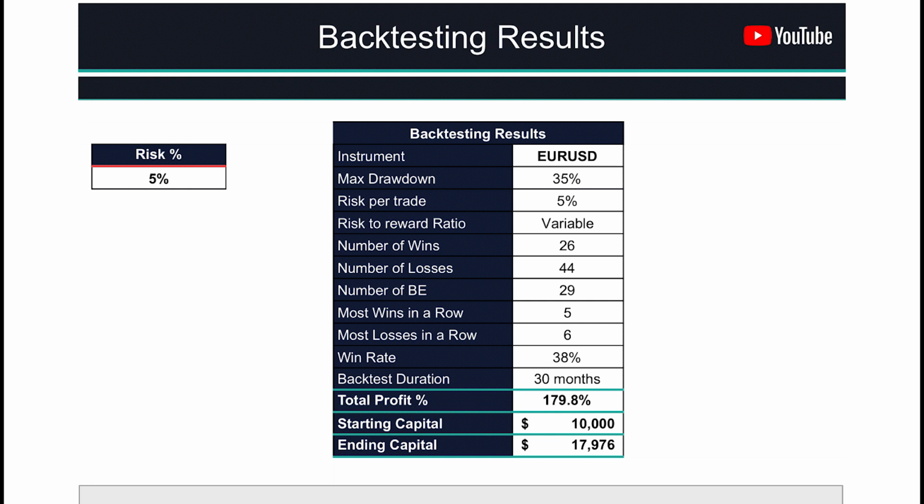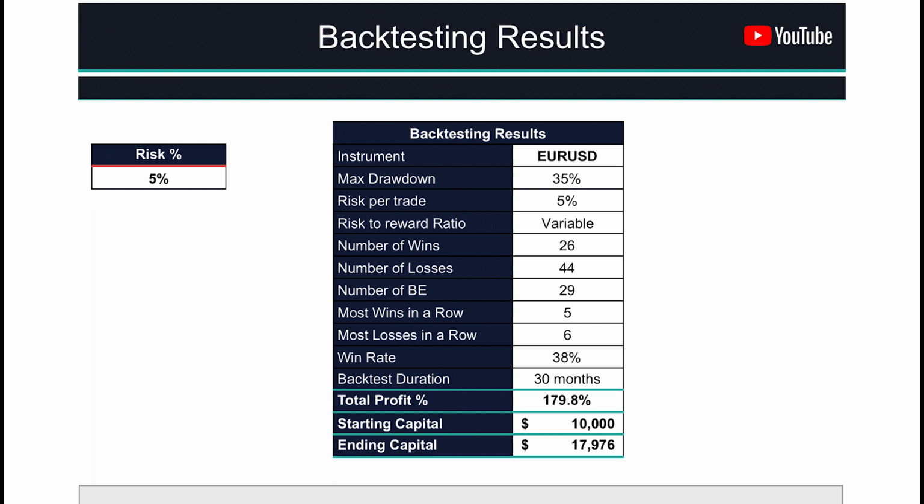So there you go, guys, the result of the strategy on Euro USD. We had a maximum drawdown of 35% while risking 5% per trade. With a variable risk to reward ratio, we had 26 wins, 44 losses, and 29 break-even trades, with a maximum of 5 wins in a row and 6 losses in a row.